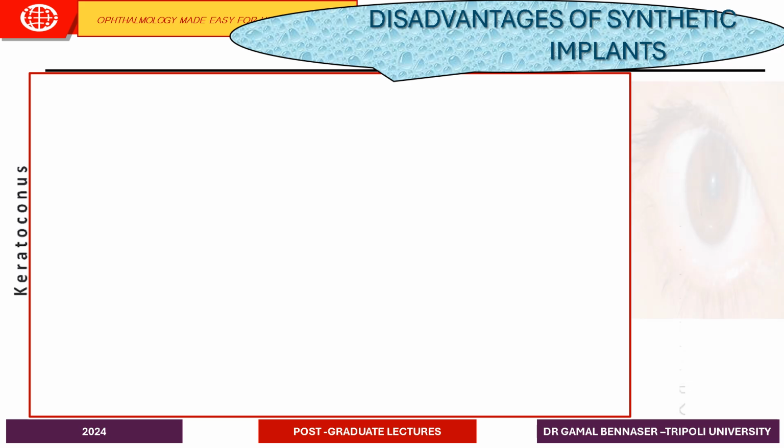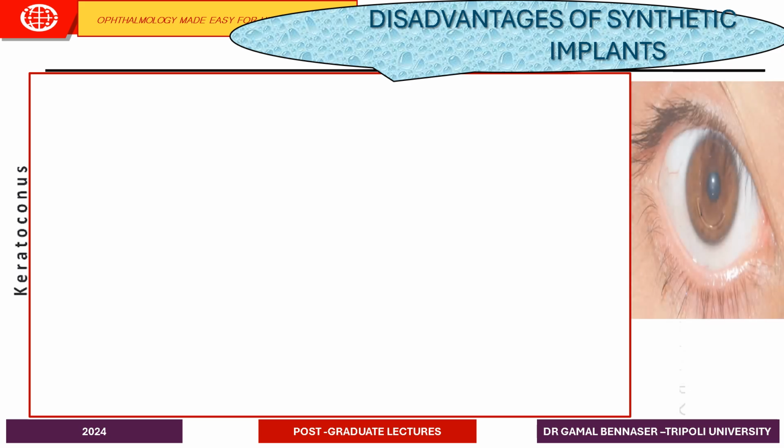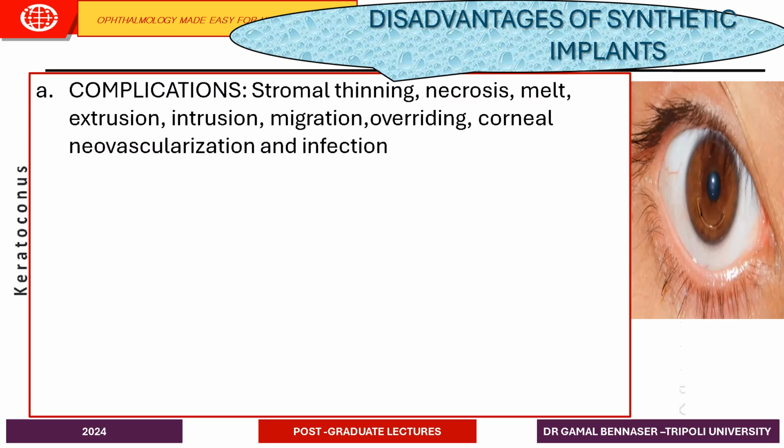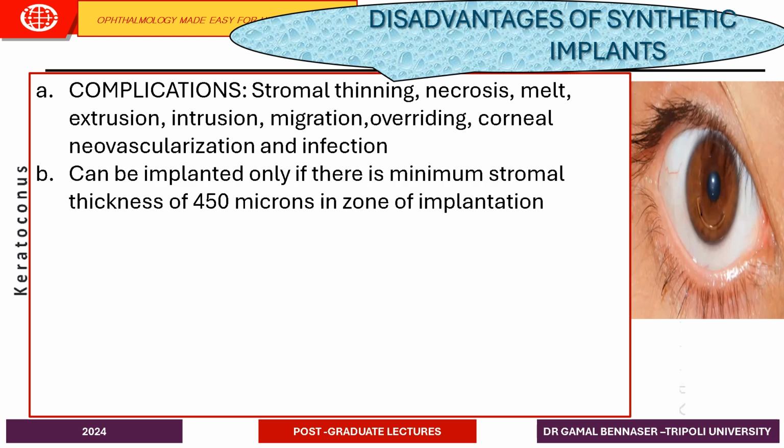Now, before I shift to a new area of management of advanced keratoconus, that is the use of tissue inlay in the form of allogenic graft or customized tissue inlay, I would like to mention some of the disadvantages of the synthetic intracorneal ring segments, namely the Intacs and Ferrara rings and the Kera rings. Of course, the most common disadvantage is complications, all types that we have explained before, in the form of infections, stromal melting and thinning, extrusion of the segments, and also corneal neovascularization.